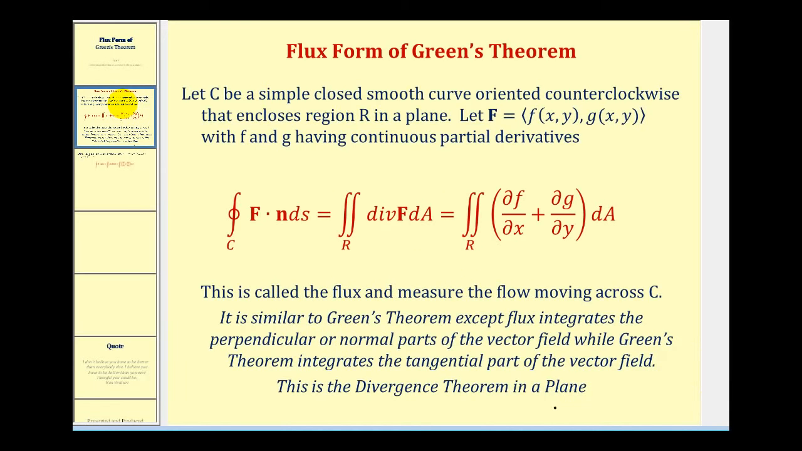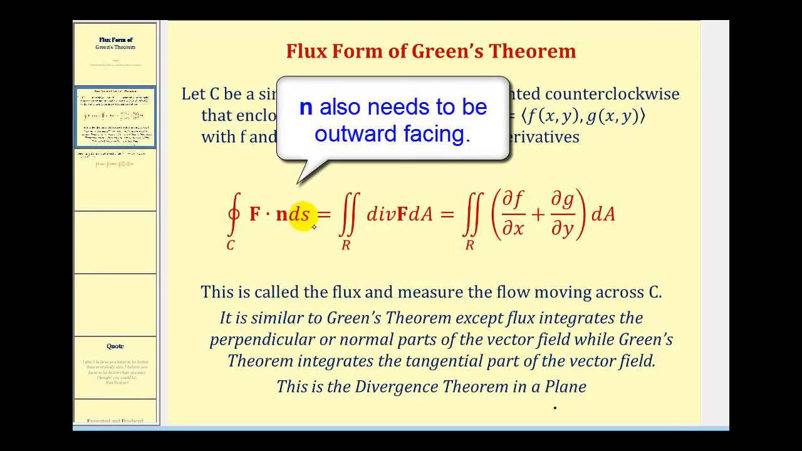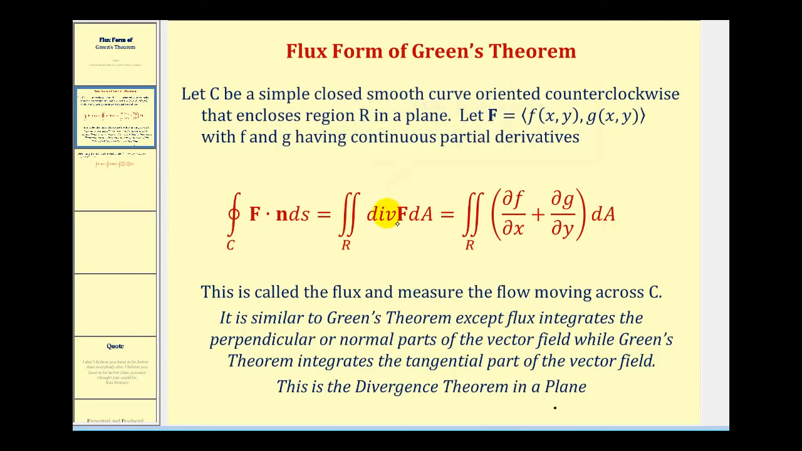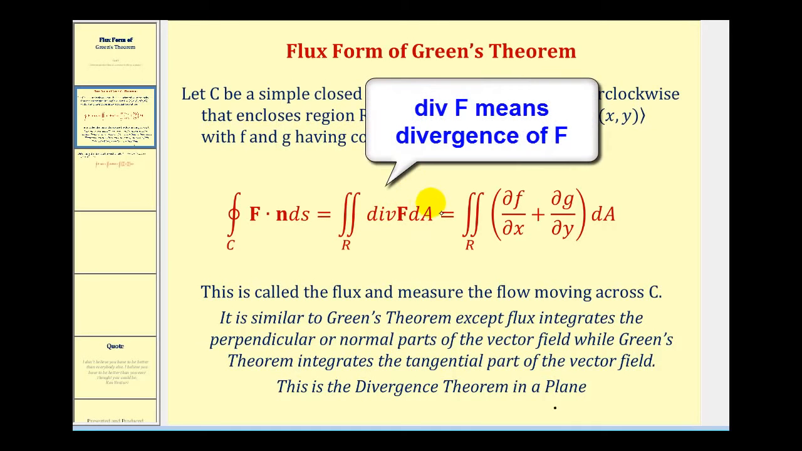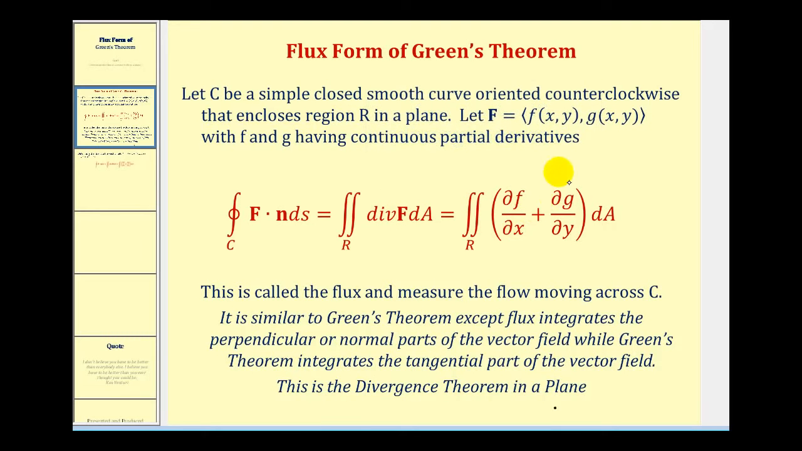So if C is a simple closed, smooth curve oriented counterclockwise that encloses region R in a plane, where vector field F is equal to angle bracket F comma G, both having continuous partial derivatives, then the flux is equal to the line integral of F dotted with N, where N is a unit normal vector, integrated with respect to S, or arc length, which is equal to the double integral over the region R of div F dA, where div F is equal to the partial derivative of F with respect to x plus the partial derivative of G with respect to y.